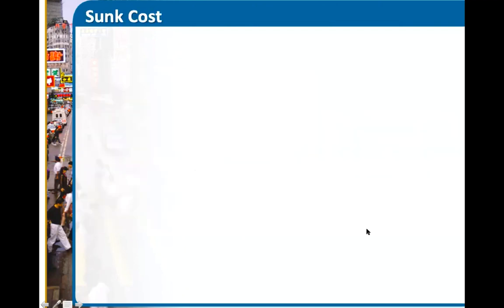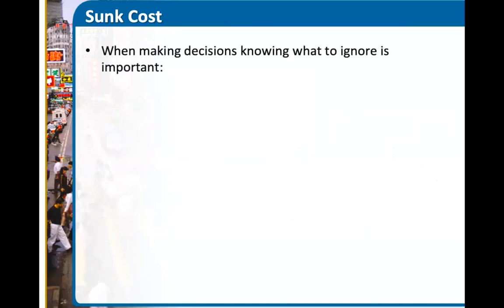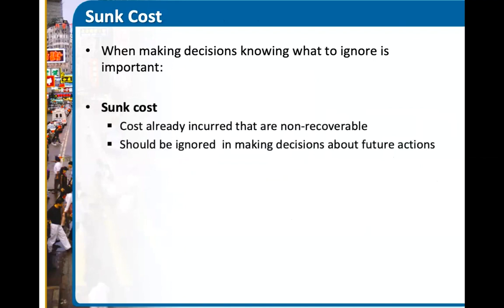Now, in many cases we make decisions based on different conditions, whether it's rational, irrational, some based on emotion, and some based on including costs that are gone and cannot be recovered. When making decisions, it's important what to include and what to exclude. Sunk costs are one of them that we need to exclude in the decision-making process. Sunk costs are costs that are not recoverable.